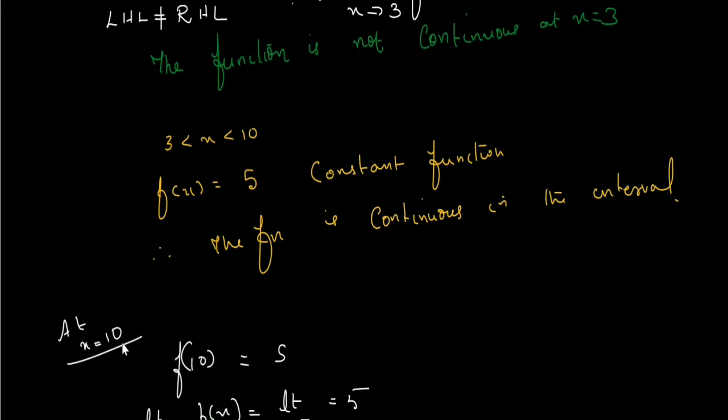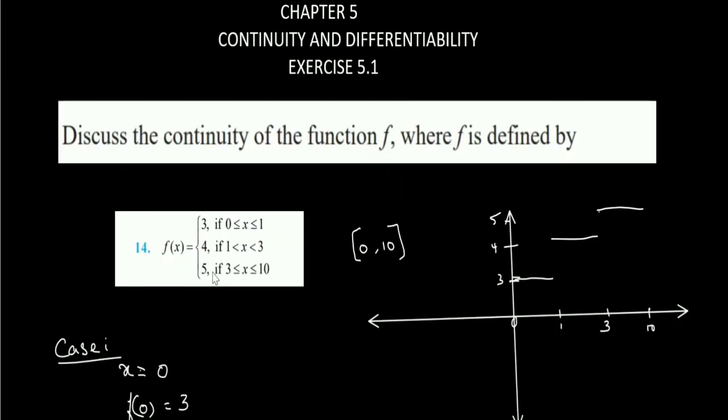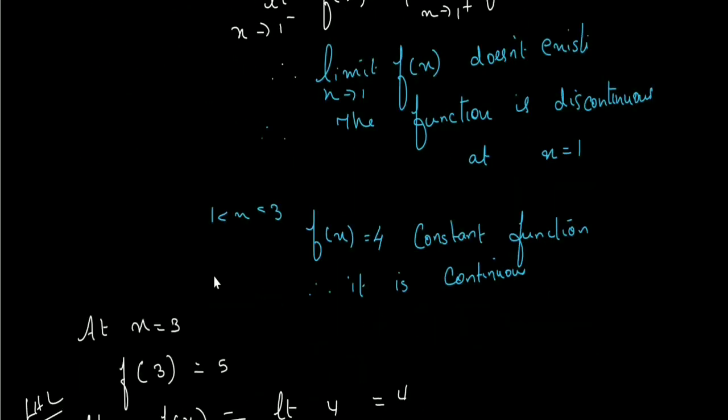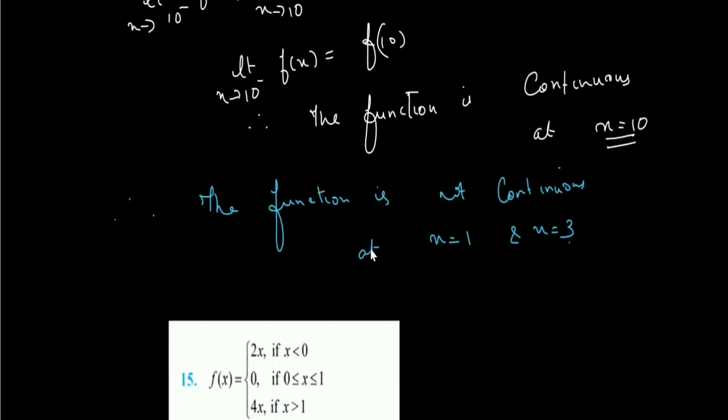Now at 10 what should we do? We have to find the value of the function, then we have to find the left limit of the function. The value of the function at 10 is 5. Left of 10 is also 5. So the function value f of 10 is 5, and the left limit is also equal to 5. So the function is continuous at x is equal to 10. So where is the function not continuous? The function is not continuous at x is equal to 1 and x is equal to 3.